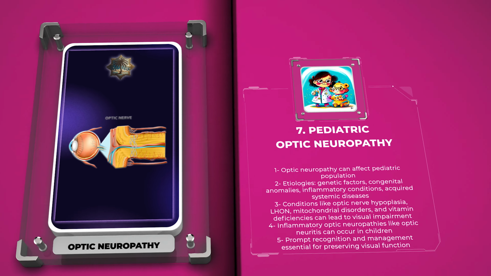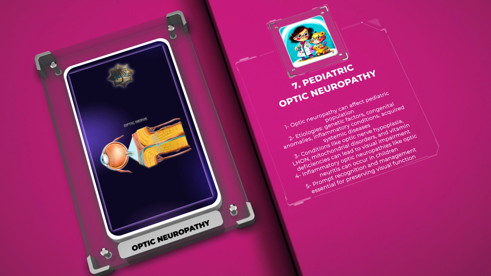Conditions such as optic nerve hypoplasia, Leber hereditary optic neuropathy, mitochondrial disorders, and vitamin deficiencies can lead to visual impairment in children. Additionally, inflammatory optic neuropathies, akin to those seen in adults, such as optic neuritis, can also occur in the pediatric population. Prompt recognition, thorough evaluation, and appropriate management are vital to preserving visual function and optimizing the quality of life for these young patients.